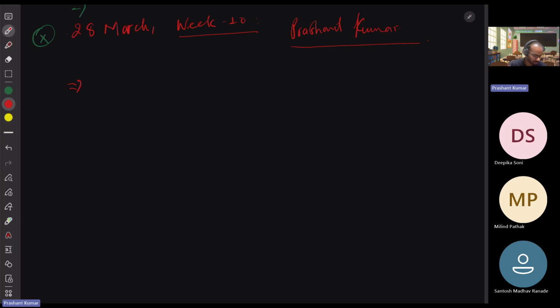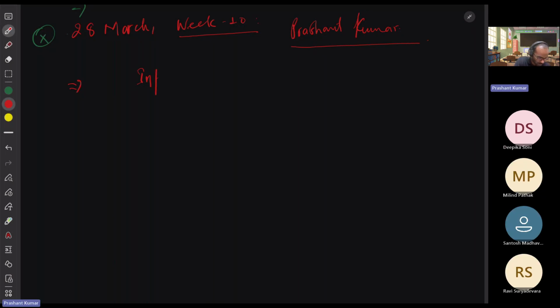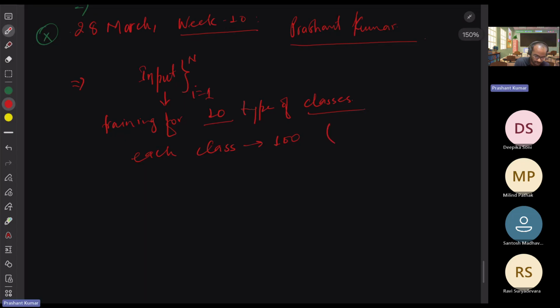Let's do a little bit of mathematics. You have inputs going from i equal to 1 to n, and let's say you are training for 10 types of classes, and for each class you have let's say 100 train plus validate plus test samples. So overall, you have 1,000 samples.